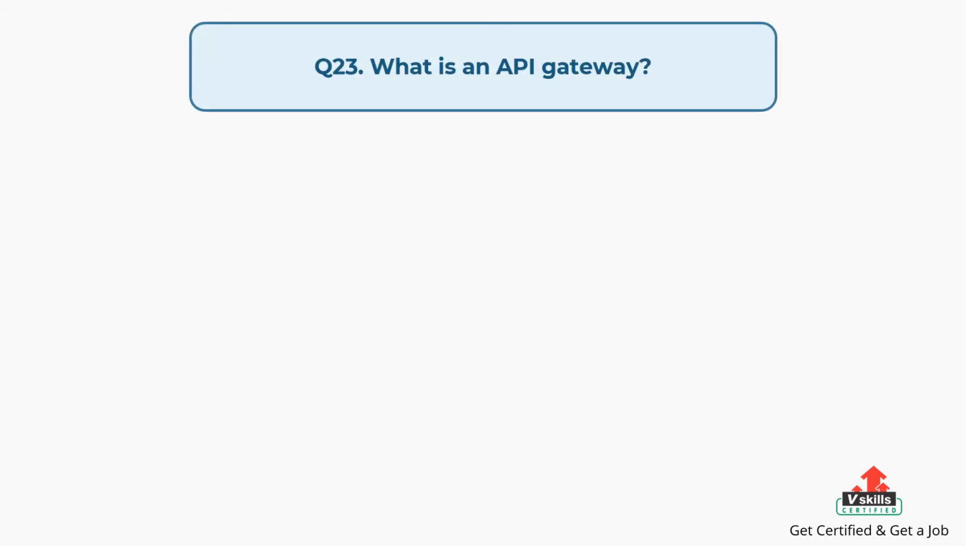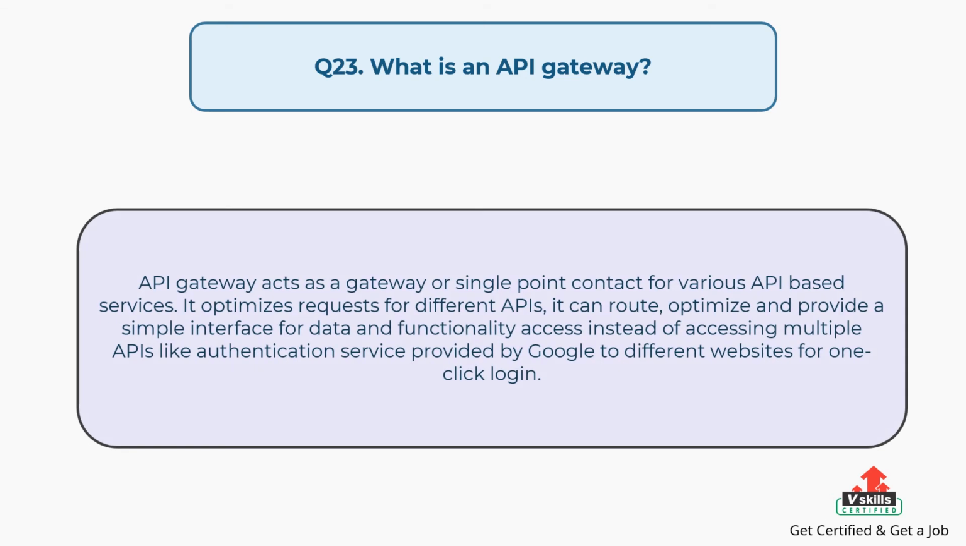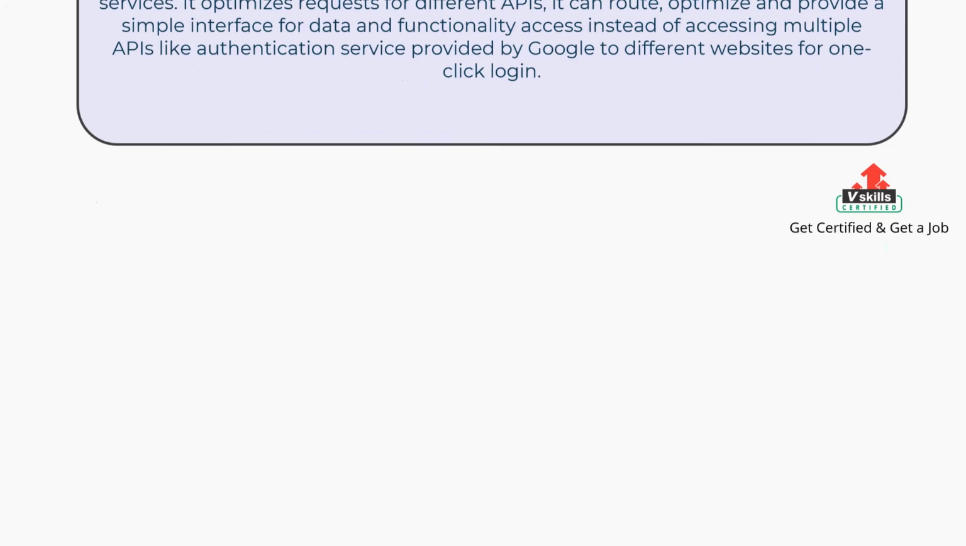Question number 23. What is an API gateway? The answer is: API gateway acts as a gateway or single point of contact for various API-based services. It optimizes requests for different APIs. It can route, optimize and provide a simple interface for data and functionality access instead of accessing multiple APIs, like the authentication service provided by Google to different websites for one-click login.